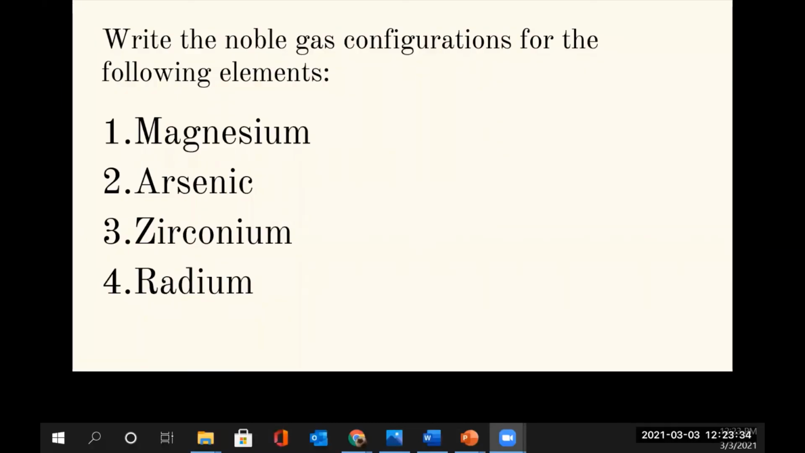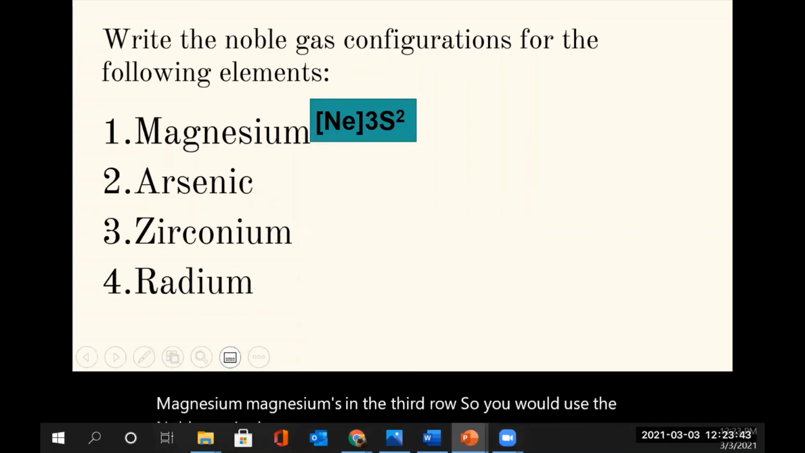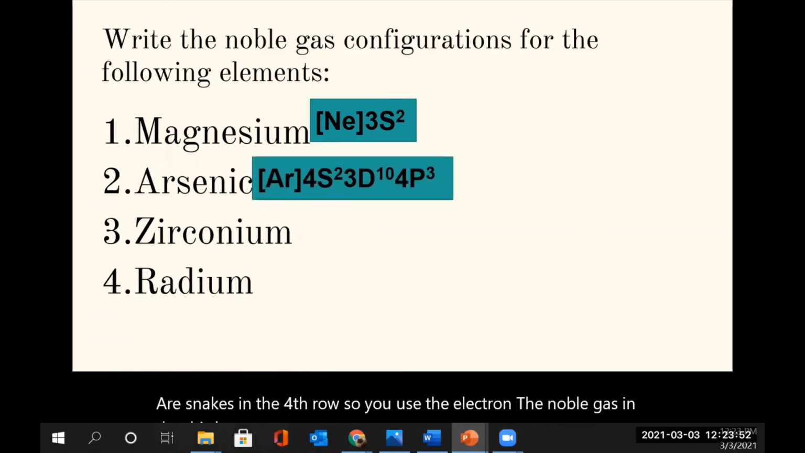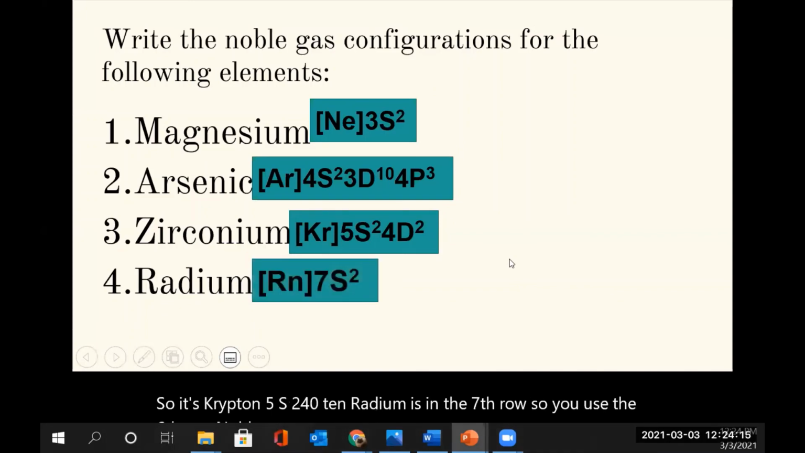So let's go over the answers for these noble gas configurations. Magnesium's in the 3rd row, so you'd use the noble gas in the 2nd row, which is neon, so it's neon 3s2. Arsenic's in the 4th row, so you use the noble gas from the 3rd row, so it's Ar 4s2 3d10 4p3. Zirconium's in the 5th row, so you use the noble gas from the 4th row, which is krypton, so it's krypton 5s2 4d10. Radium is in the 7th row, so you use the 6th row noble gas, so it's radon 7s2.